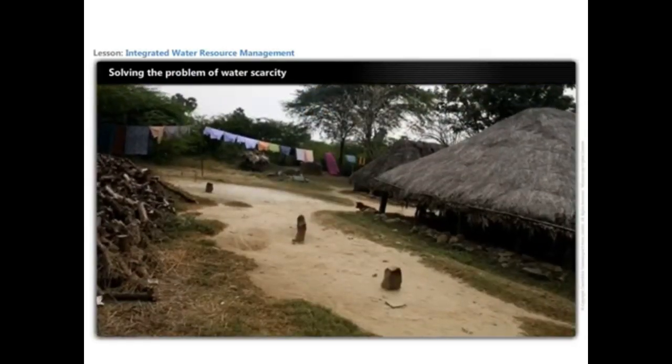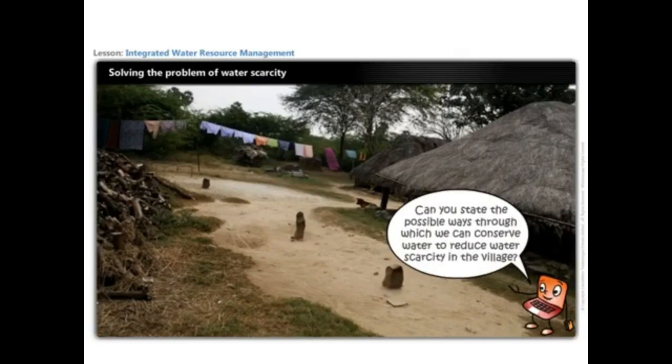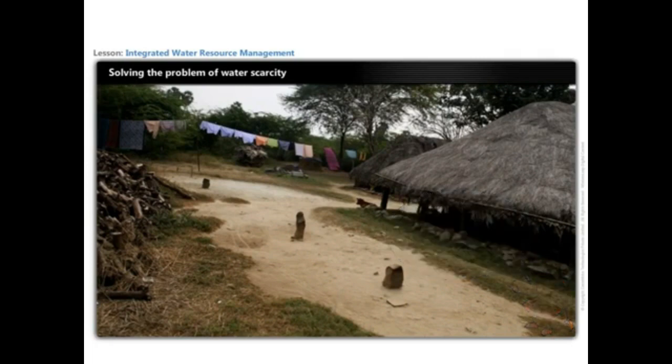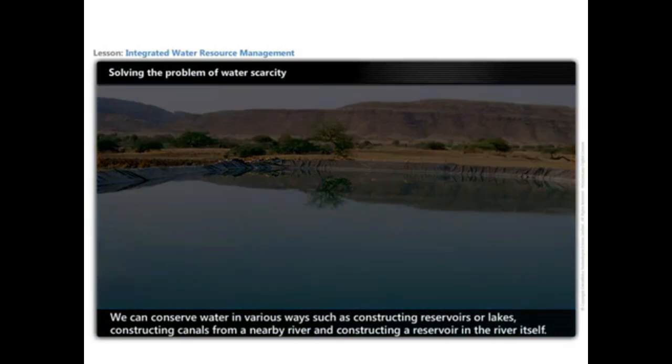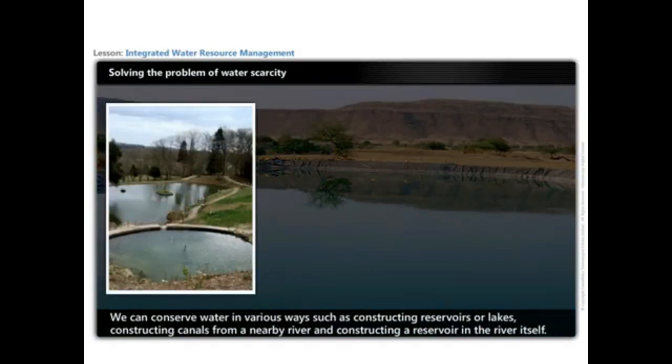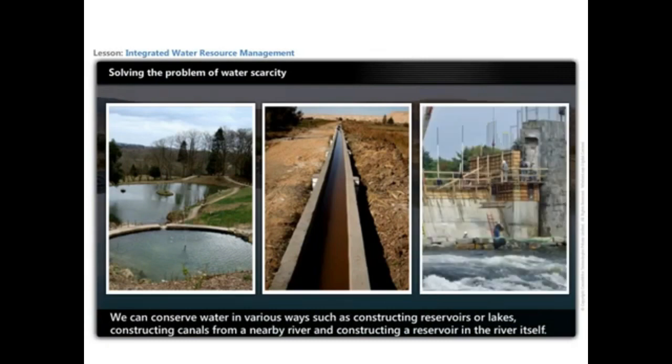Suppose a village suffers from scarcity of water. Can you state the possible ways through which we can conserve water to reduce water scarcity in the village? We can conserve water in various ways, such as constructing reservoirs or lakes, constructing canals from a nearby river, and constructing a reservoir in the river itself, if any river is present. These are known as hydraulic structures.